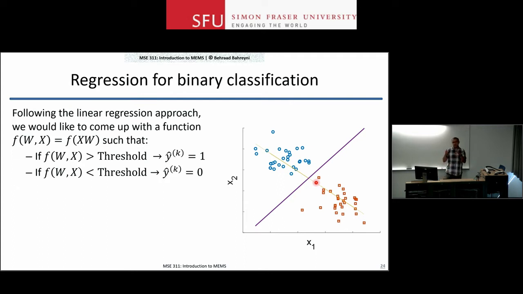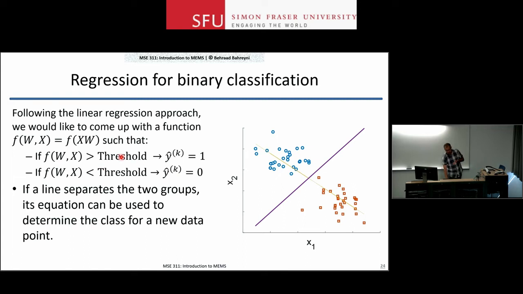Now, in this case, let's assume a line separates the two classes for us. Life is easy. If all of the members of one class lie above the line and the other class lies below the line, I can use the function for that line as the threshold, right? So the threshold could be 0. The function for that line will basically be the separator between the two classes.